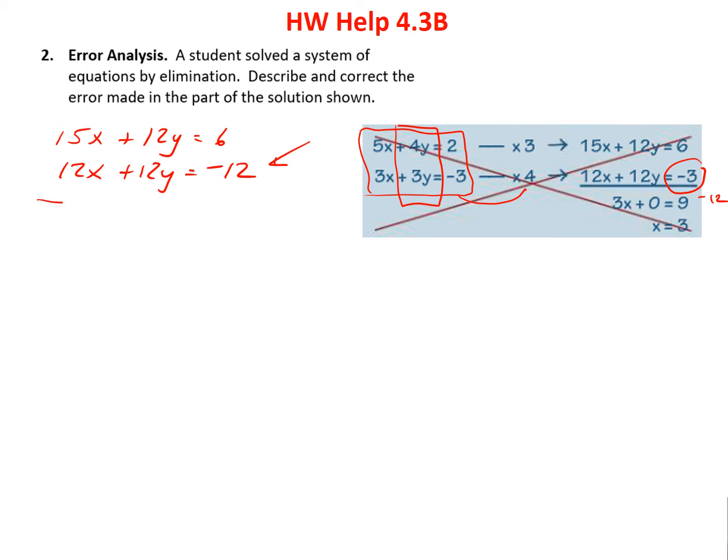So let's do what they were planning on doing. Now they were deciding they're going to take everything negative and subtract it. You can do this. I don't usually teach it this way because students can make a mistake when they're subtracting negative numbers. But 15 minus 12 is 3x. 12 minus 12 is eliminated. And 6 minus 12, remember we're subtracting minus 12, is adding 12. That becomes 18. So when we divide by 3, we get x equals 6.